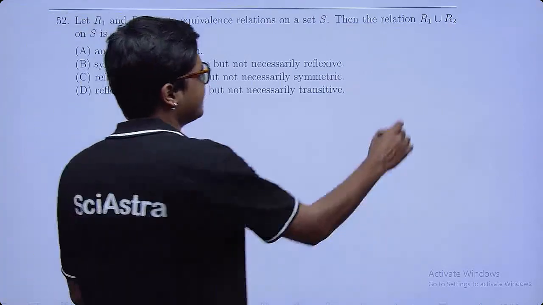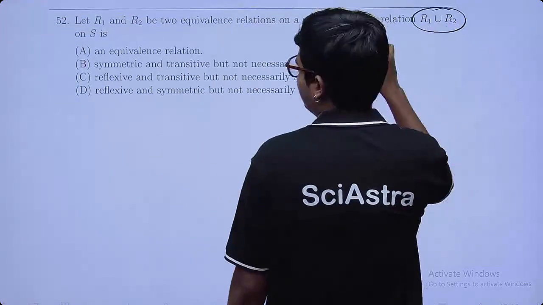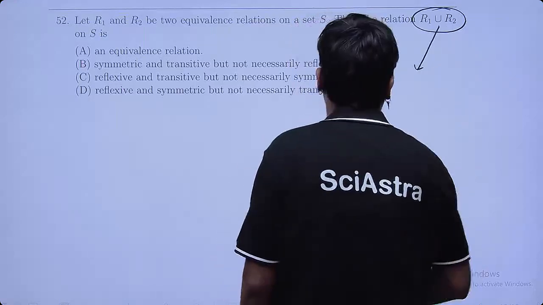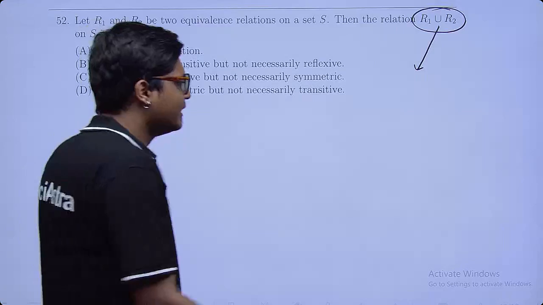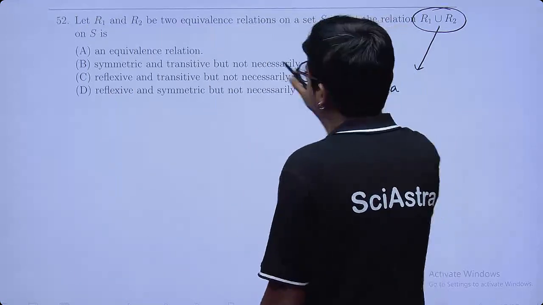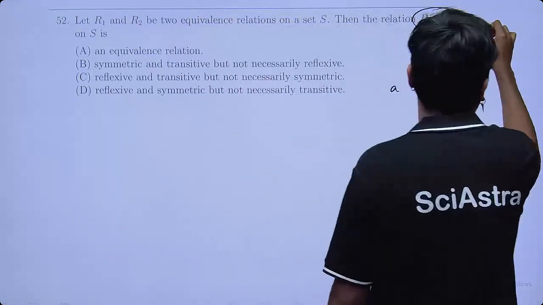First of all, observe that in this relation, if I look at R1 union R2, if I want to check whether it's reflexive or not, this number a, so these are both defined on some set S, right?